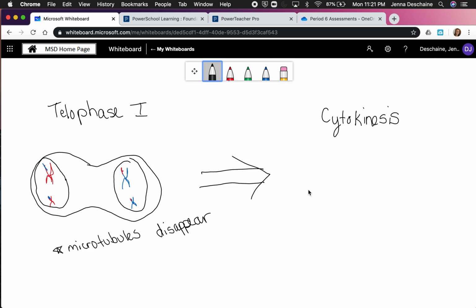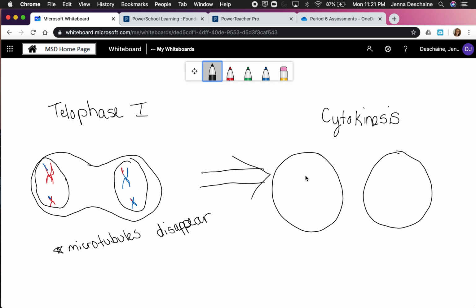You know, you guys always make fun of my drawing, so I'm trying to do a good job. I have two cells, okay? One cell right here, one cell right here. Hey, this kind of looks like a smiley face. Sorry, not relevant.